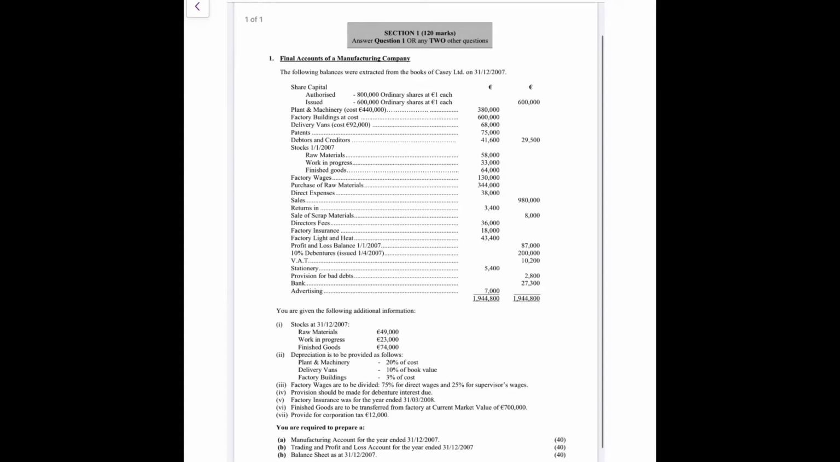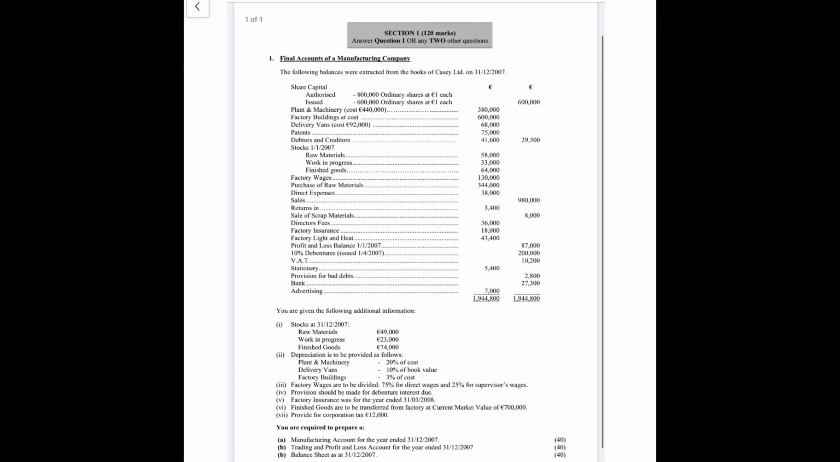So you've got your ordinary share capital that goes at the bottom of the balance sheet. You've got your plant and machinery, and you've got your cost there in brackets, and the figure that's in the trial balance is the net book value. You've got your factory buildings at cost of €600,000, and you've delivery vans. Again, you've got the cost in brackets of 92,000, and the figure that's in the trial balance then, the 68,000, that's your net book value.